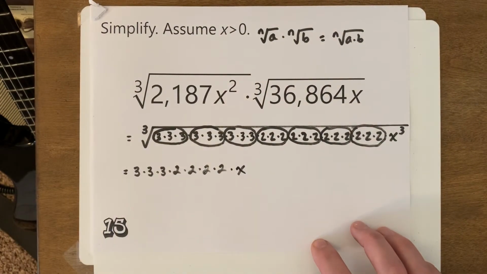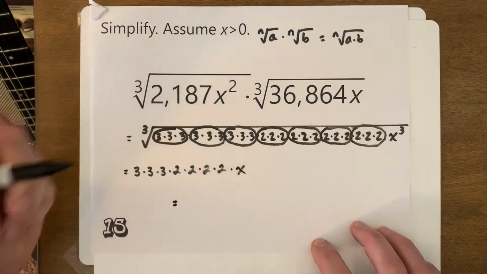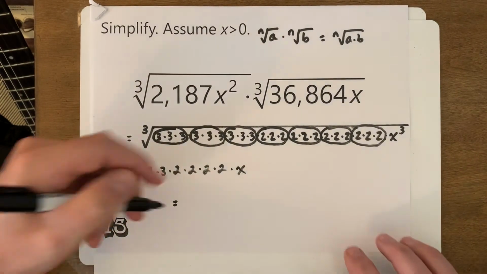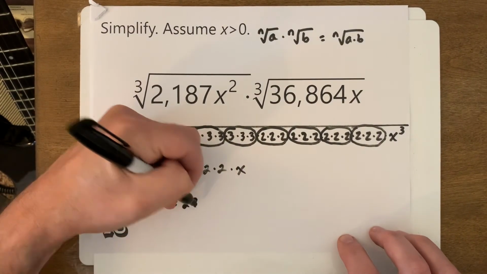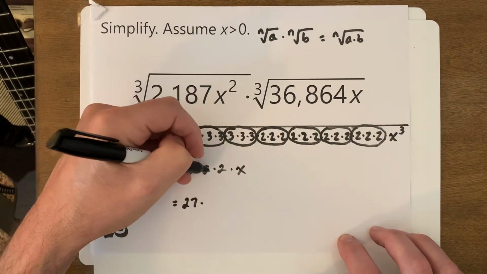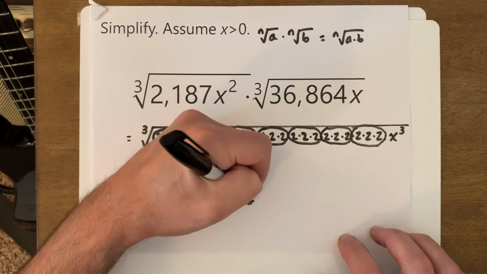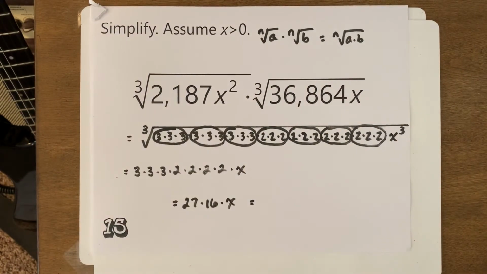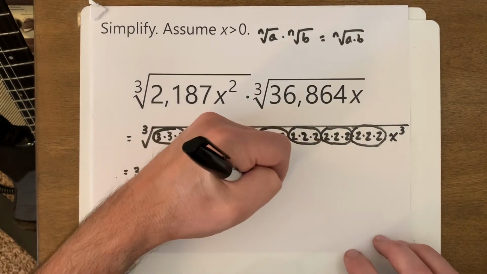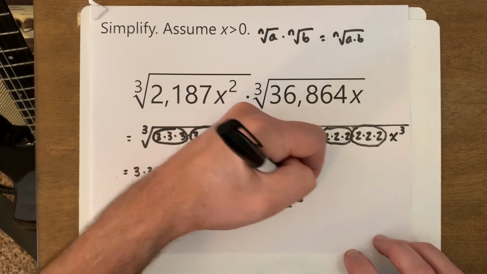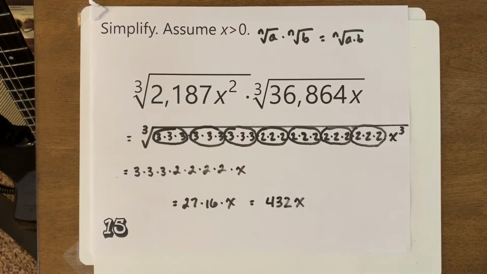Okay, so what's my final answer going to be? 3 times 3 times 3 is 27. 2 times 2 times 2 times 2 is 16 times x. So 27 times 16 is 432x. All of that for 432x. That's how it works.